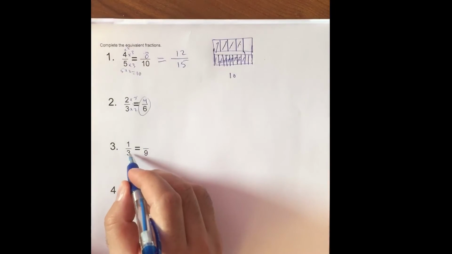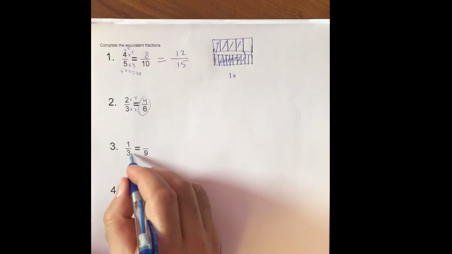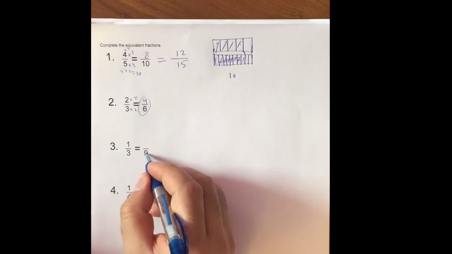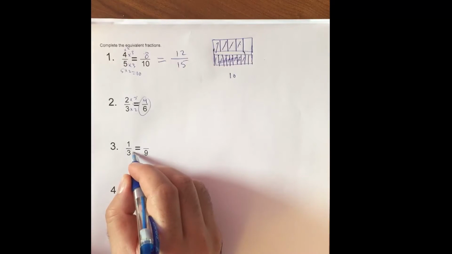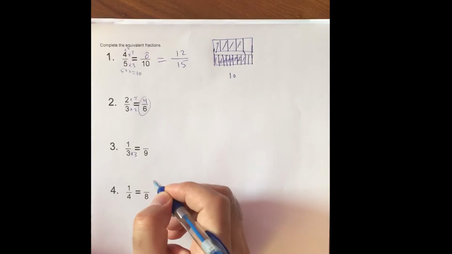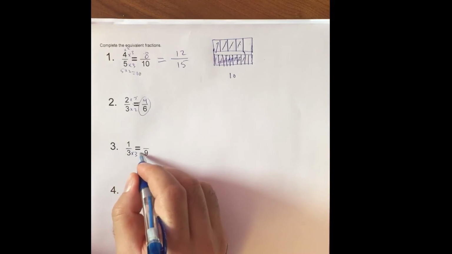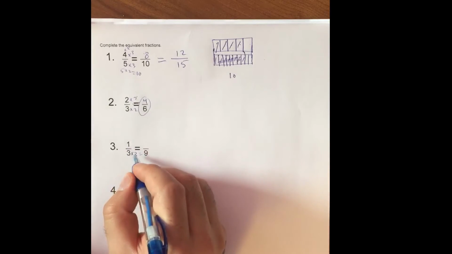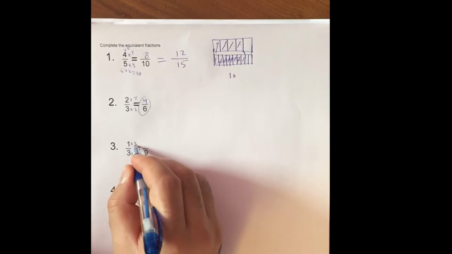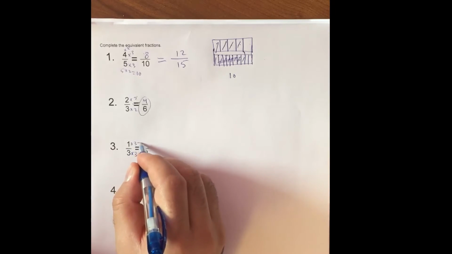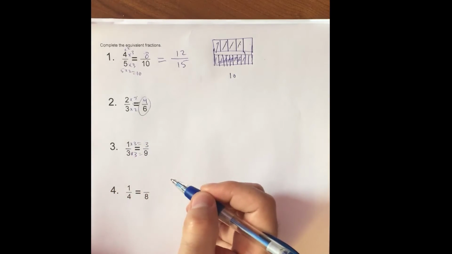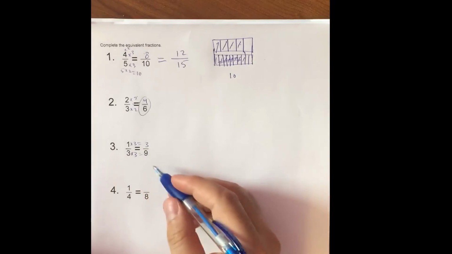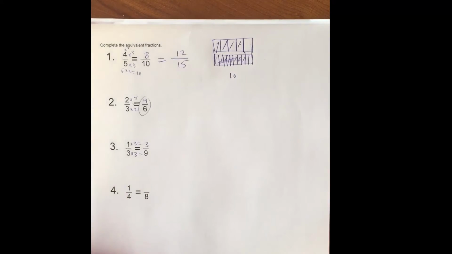Now we go over here. We have 1 over 3. Okay, so 3 is multiplied by what number to give us 9? 3 is multiplied by 3. 3 times 3 is 9. Therefore, we have to multiply the numerator by the same number. 1 times 3 is 3. Okay, so you can do this using a figure, or you can do this multiplication, but this is the easiest.